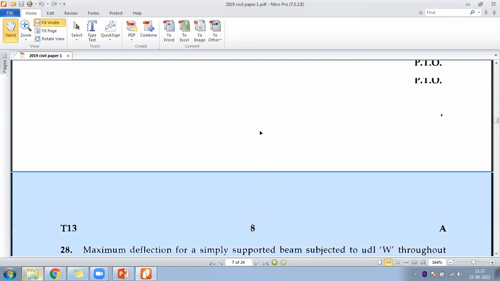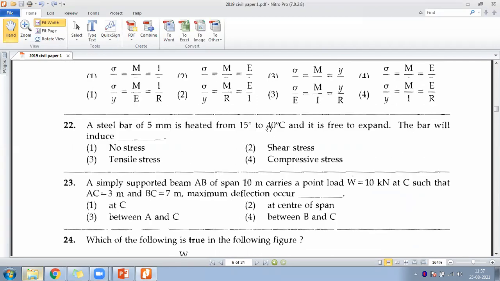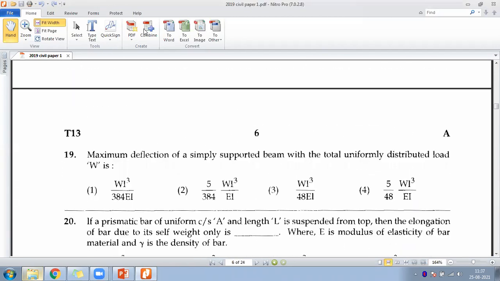And in the same paper, they mentioned the total load. Question number 19. See, maximum deflection for simply supported beam with total UDL W. Total UDL W means total uniformly distributed load W. In that case, our answer will be the second option, 5WL cube divided by 384 EI. Same concept, and they have asked both the concepts in the same paper for 2 marks each.